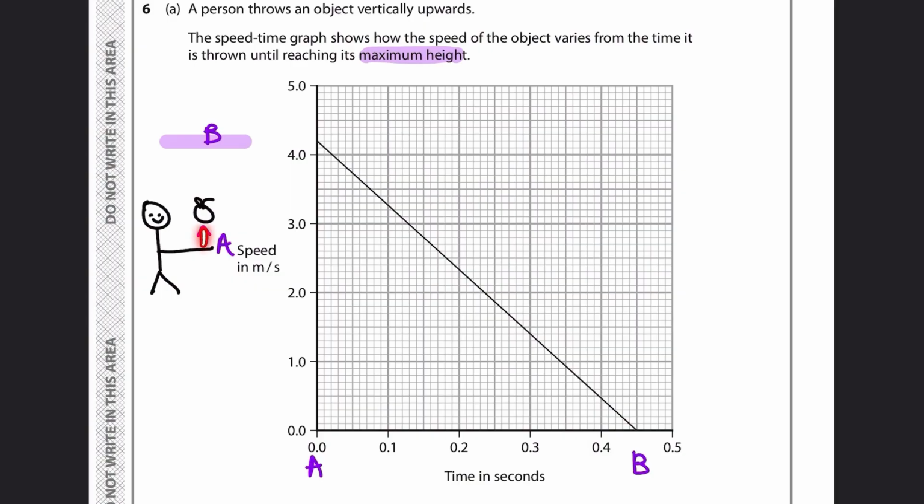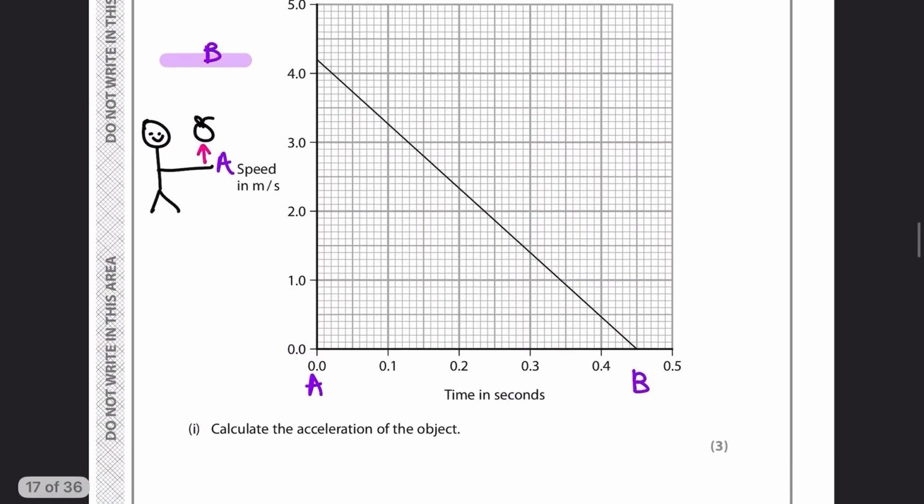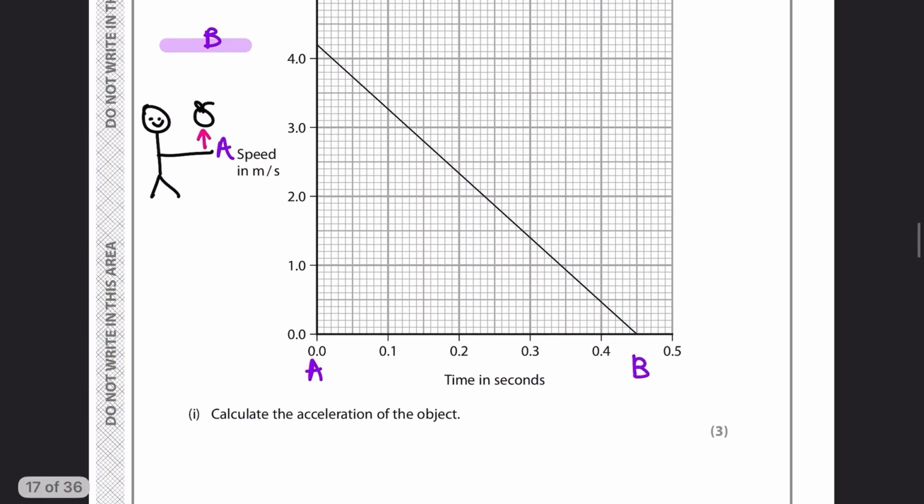Because it's going to be really quick at the beginning, and that's why at the beginning it's got the highest speed. And over time, it's going to slow down and then it's going to reach the maximum height at 0. So it's decelerating. And that's why this graph starts off at the maximum speed and then eventually drops to 0 speed. Does that make sense? You have to understand the graph before you can go on to answer questions about a graph. Okay, now it says calculate the acceleration of the object.